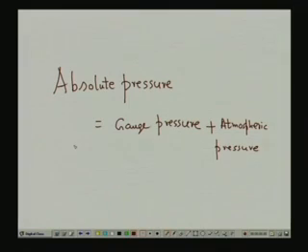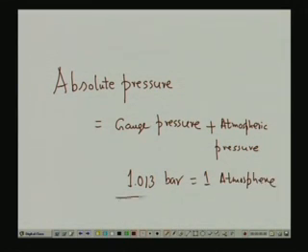Now, the typical range for this U-tube manometer starts from 1.013 bar, as you know. 1.013 bar is equal to 1 atmosphere, as you know, right. It starts from that range. Now, what is the basic principle? Let us look at it. The basic principle is like this.